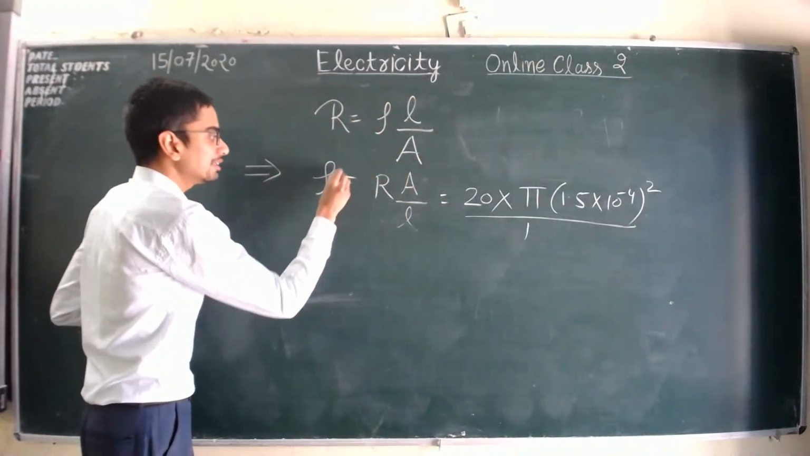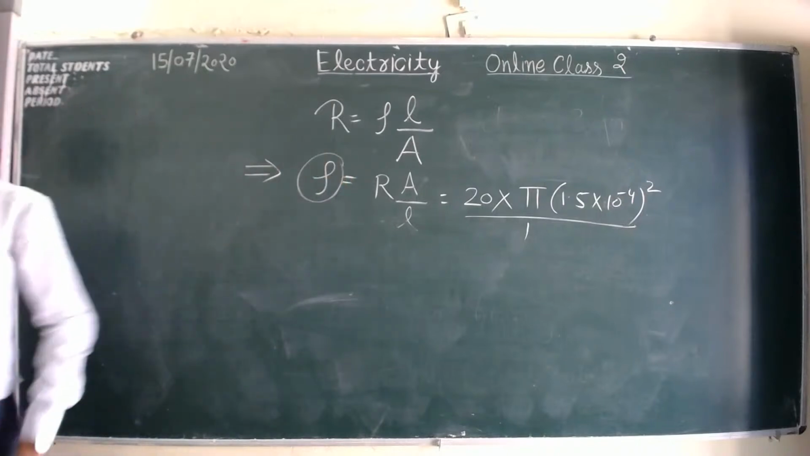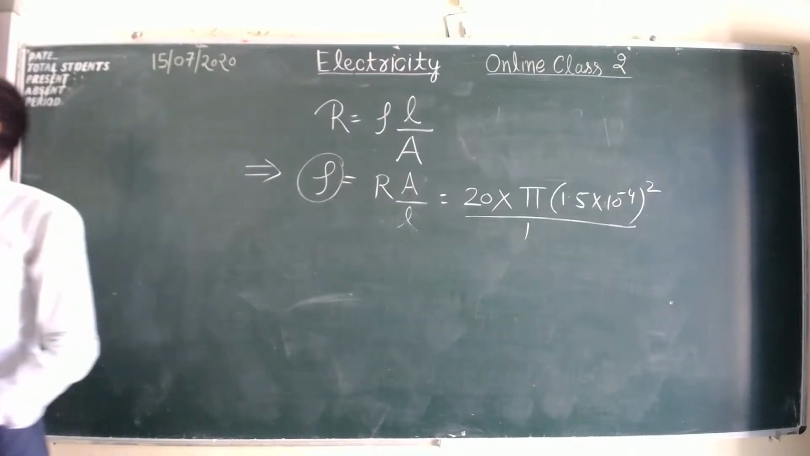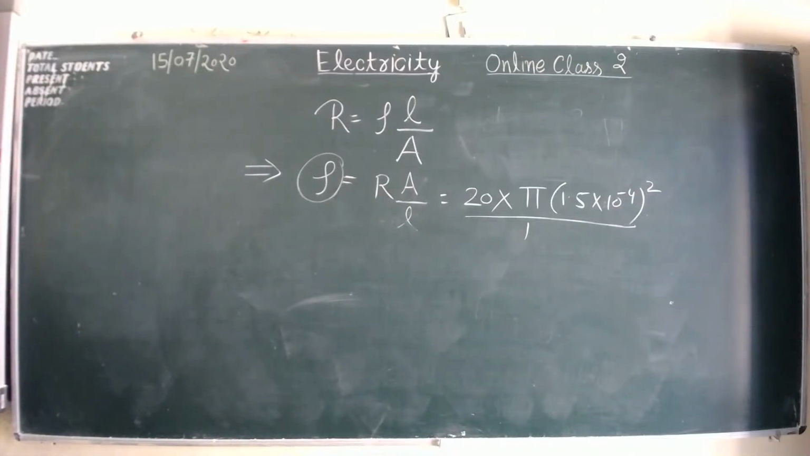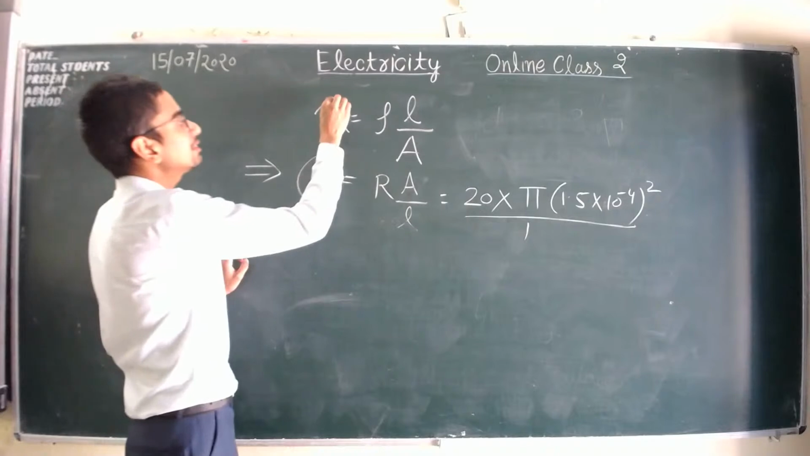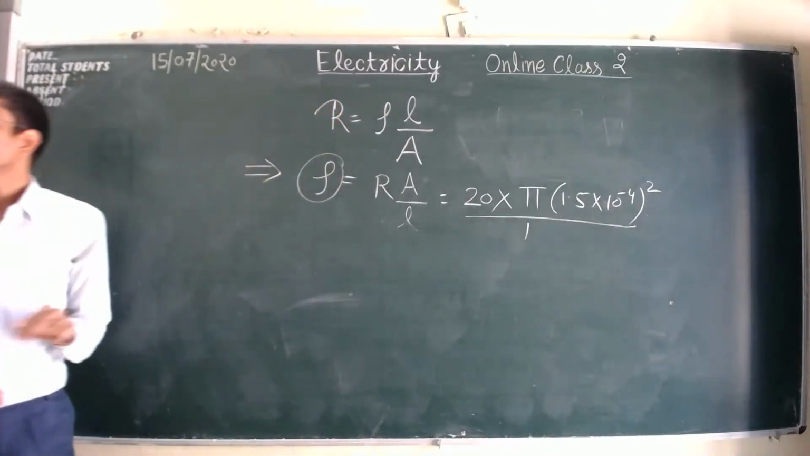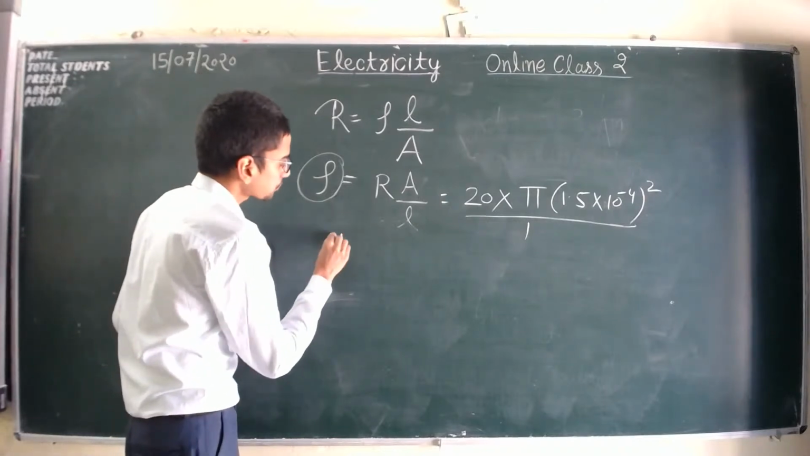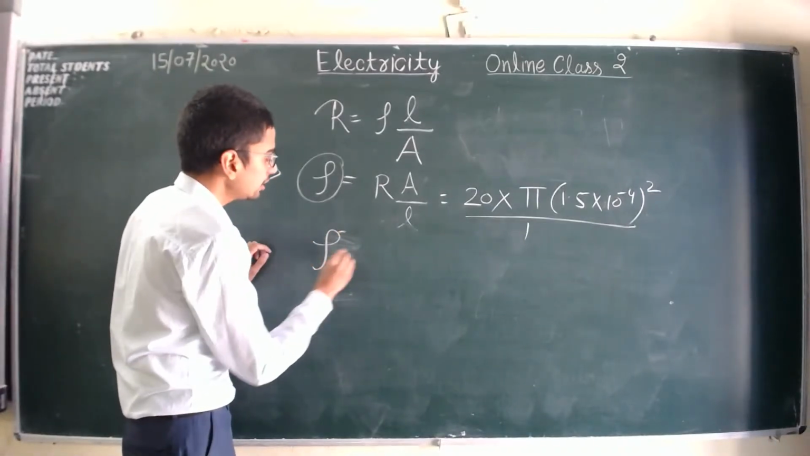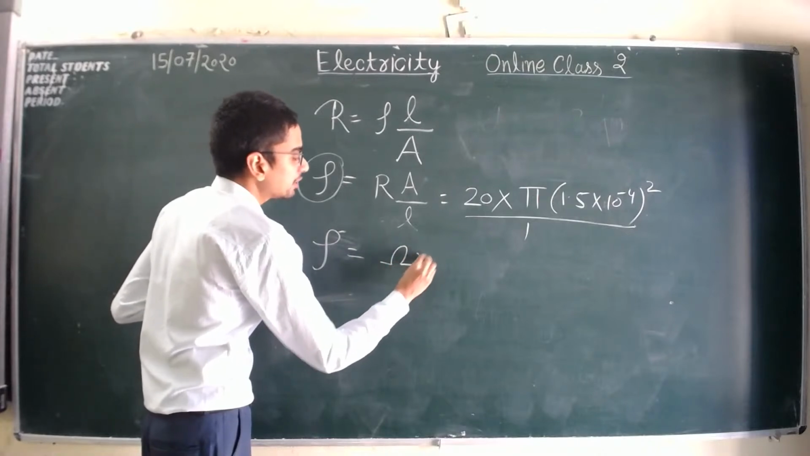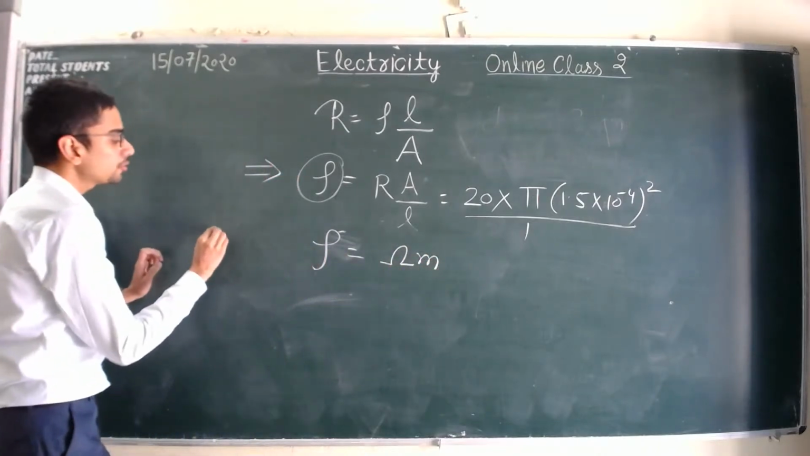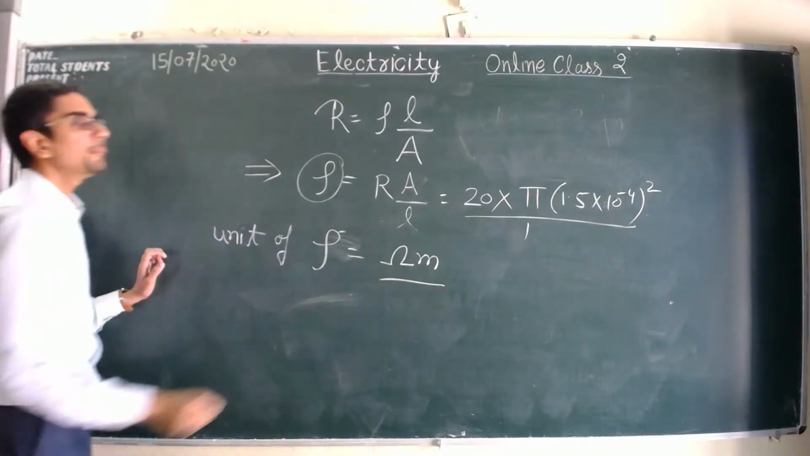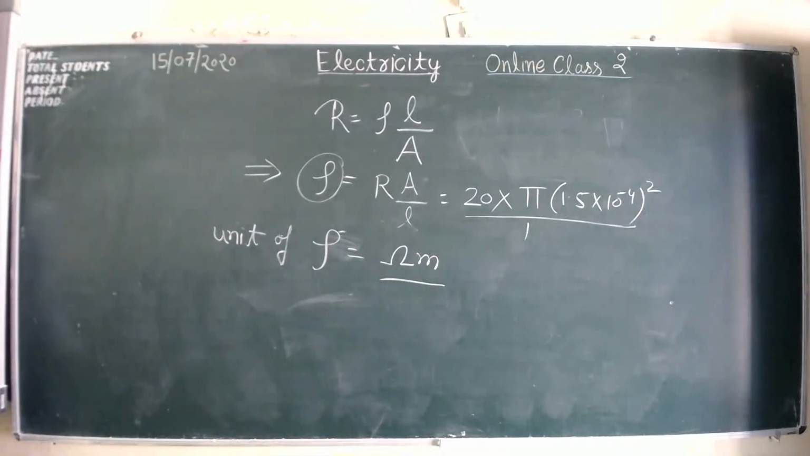Unit of resistivity. What is rho? Rho is resistivity. Tell me the unit of resistance. Write down in the comment box the unit of resistance. The unit of resistance is ohm, O-H-M, ohm. And the unit of resistivity is ohm meter. This is the unit of resistivity.